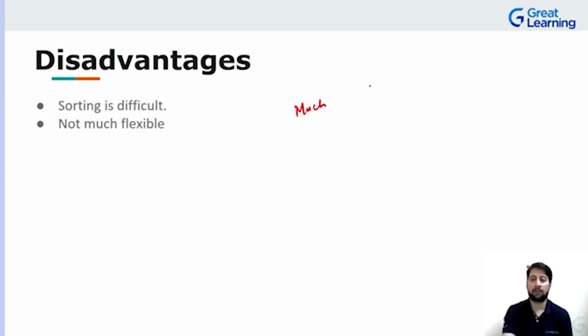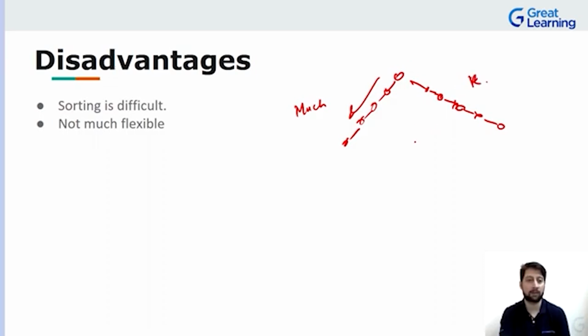Because we can either go on the left side. This can be a tree, that means this is a left skew tree, or this can be the scenario wherein we have all the elements on the right side of the node. So this can be another scenario wherein we have a right skewed binary tree. So sorting is difficult and it is not much flexible, right?